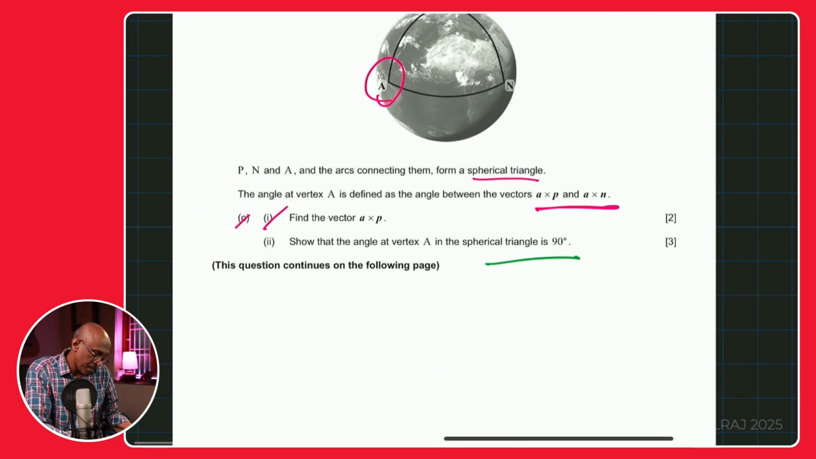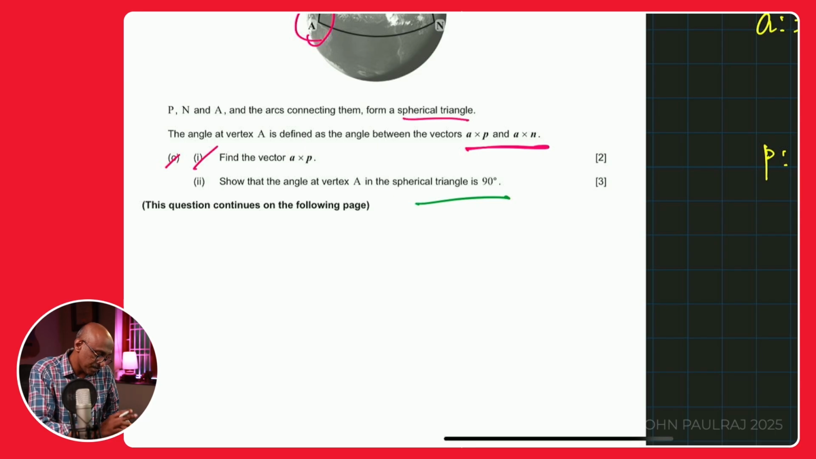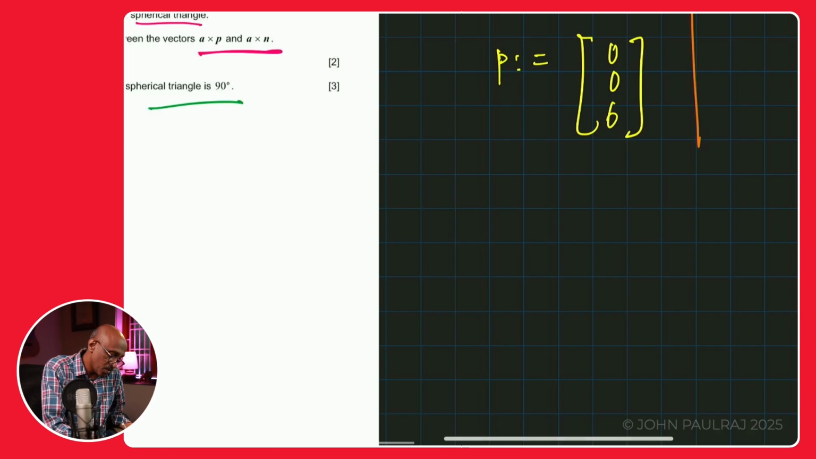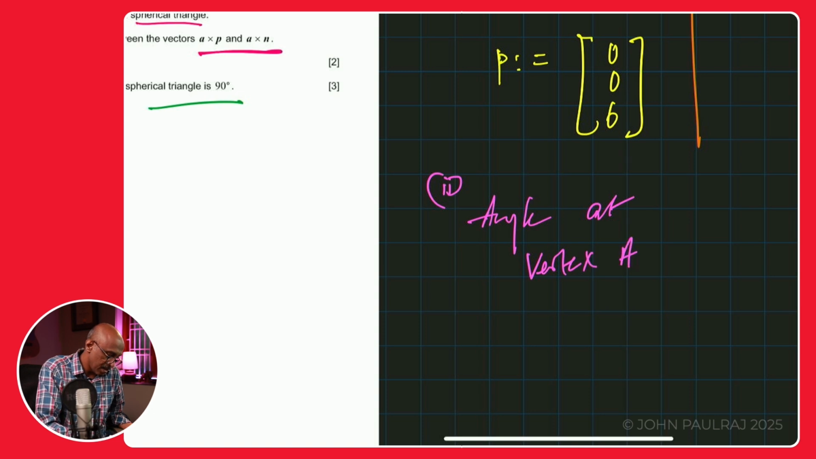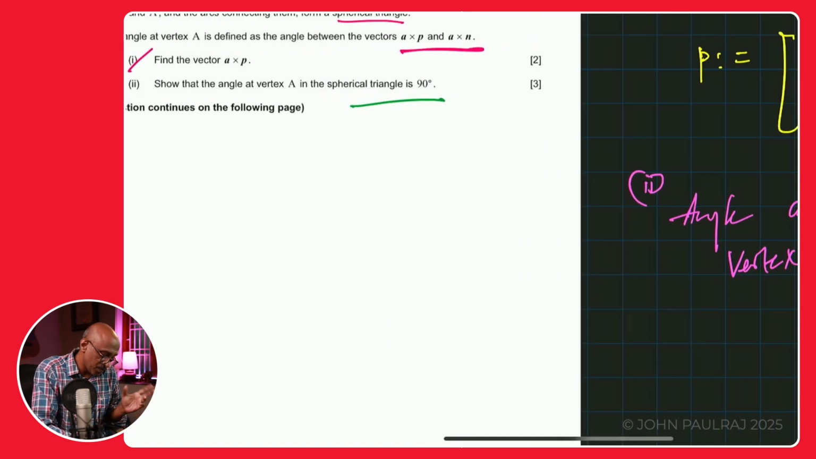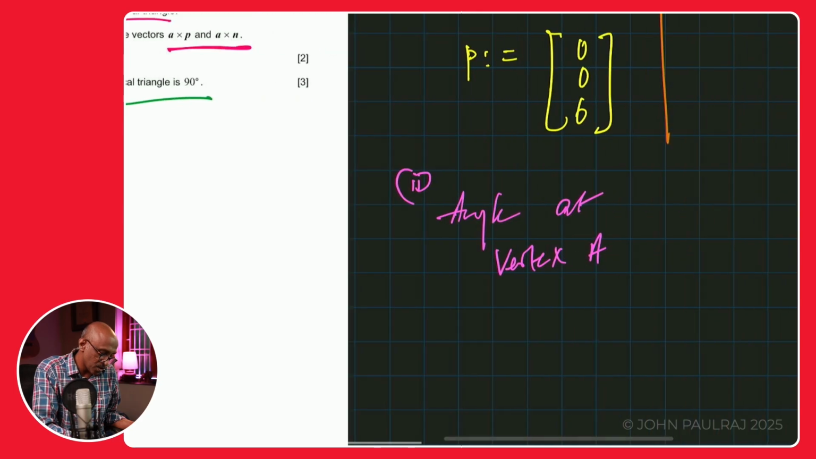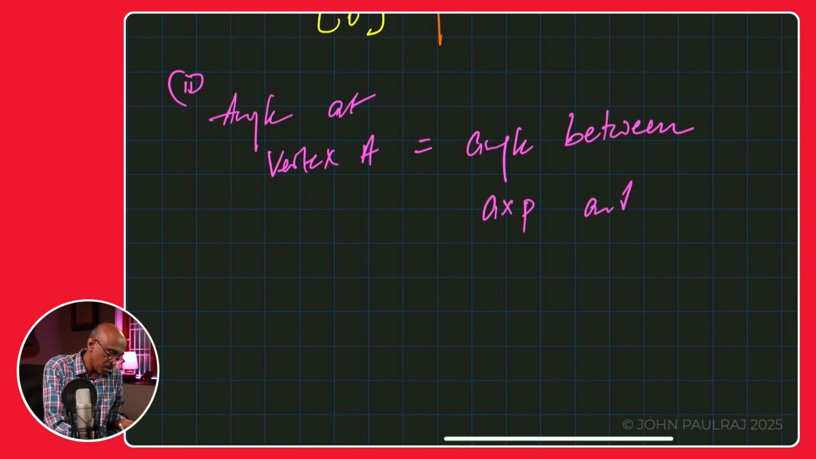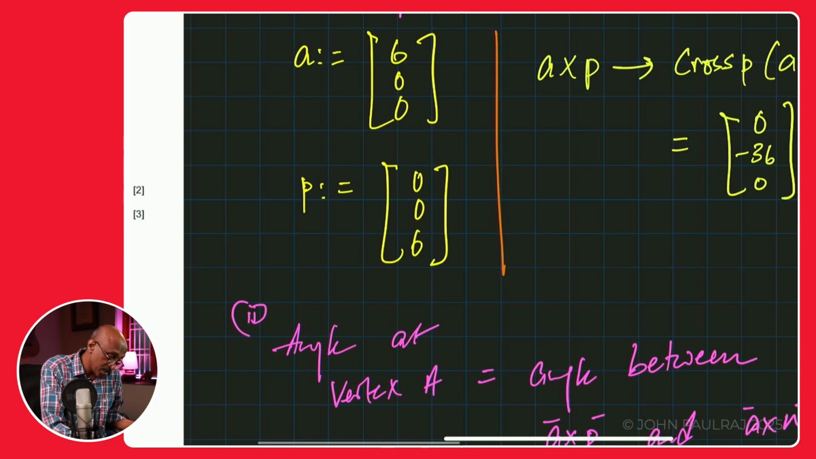That's for part 1. Now, show that the angle at vertex A, the way they have defined it, is the angle between the two vectors A cross P and A cross N. I'm just going to write it down. Angle at vertex A, as they've defined, is the angle between A cross P and A cross N. Oh, we need to write the bars. I was the one who said that and I didn't write that.